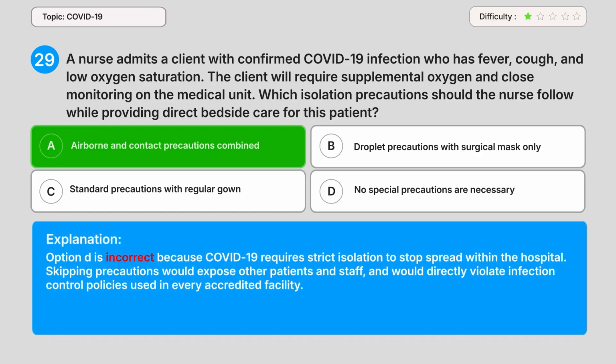Option D is incorrect because COVID-19 requires strict isolation to stop spread within the hospital. Skipping precautions would expose other patients and staff and would directly violate infection control policies used in every accredited facility.